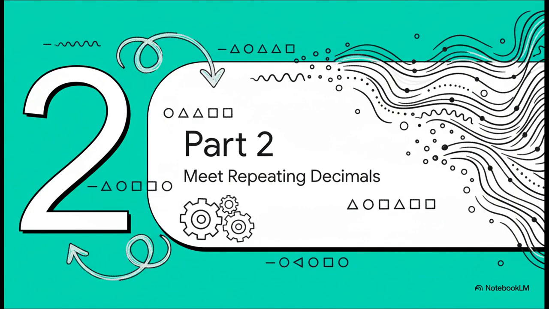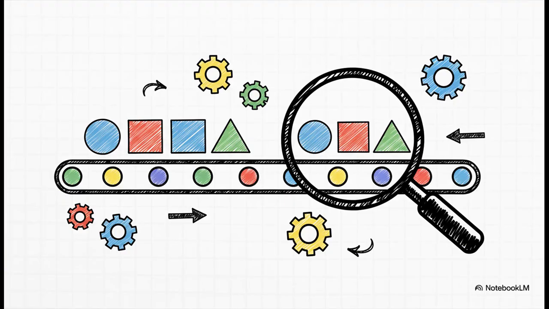Okay, let's move on to part 2. So, we know some decimals go on forever. But, and this is where it gets really cool, some of these infinite decimals aren't just a jumble of random numbers. Nope, they actually have a pattern. Let's zoom in and take a closer look. These special ones, the ones with the pattern, have a name. We call them repeating decimals. And it's pretty obvious why, right? They go on forever, sure, but they do it in a super predictable way. They just repeat a certain chunk of numbers over and over again.